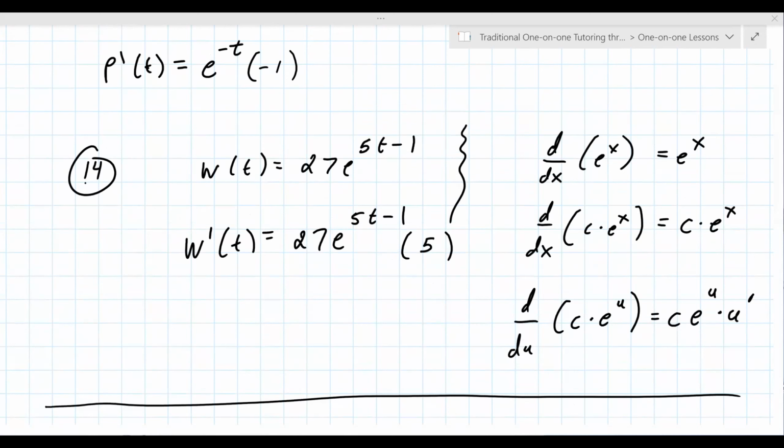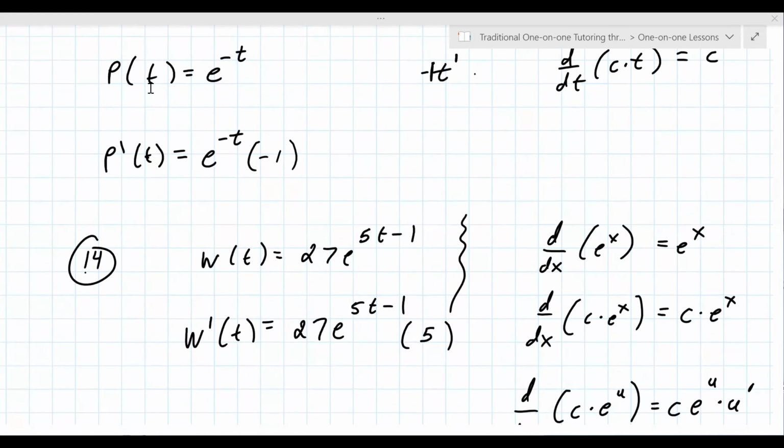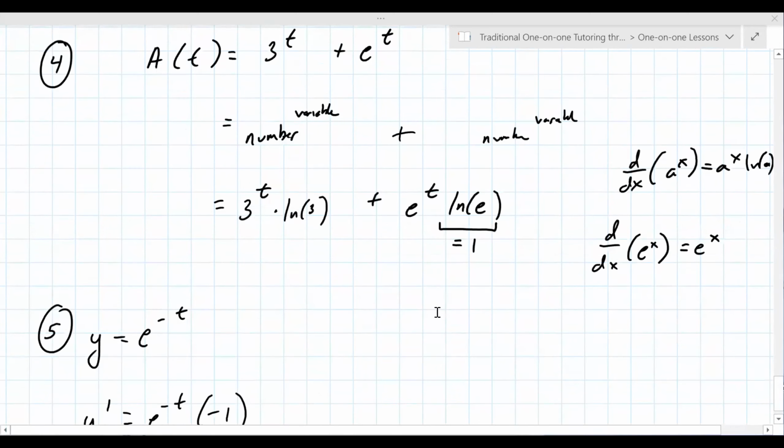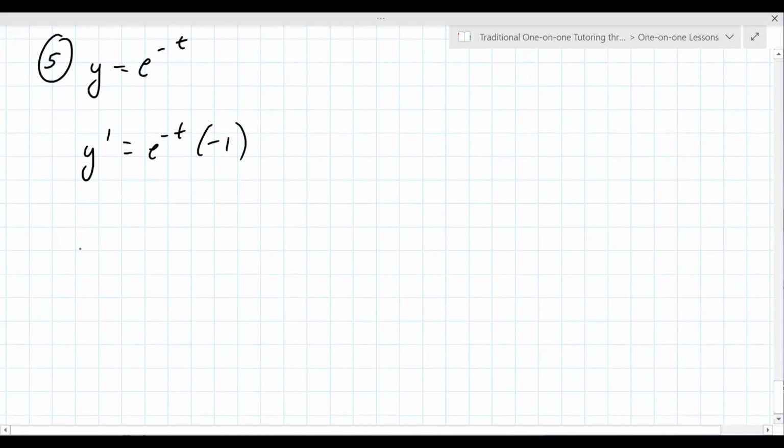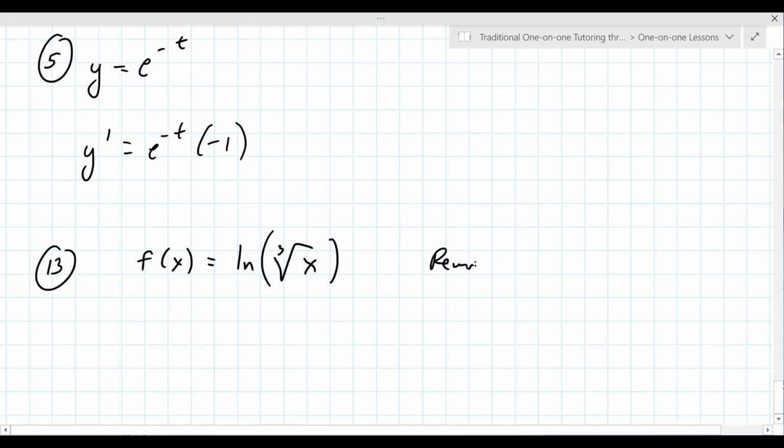How does number 13 work? All right, so let me get 13 down. So f of x equals the natural log of the cube root of x. So the rewrite here comes from what we did earlier. The part inside here becomes x to the 1/3 power.